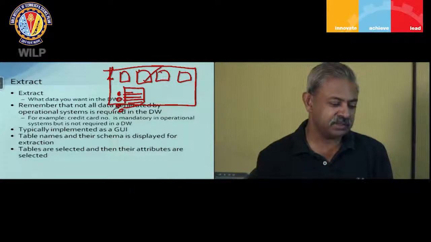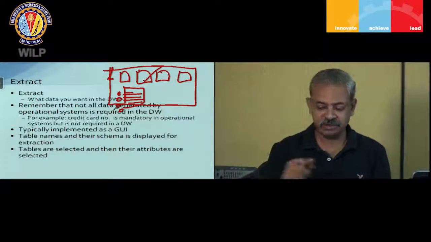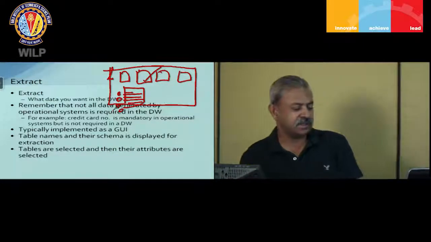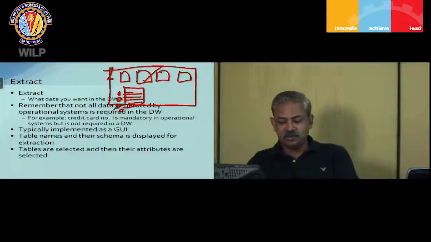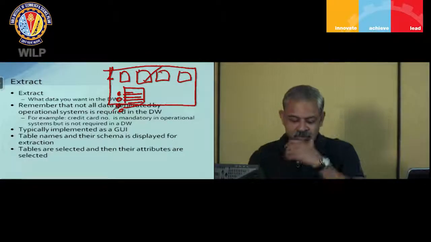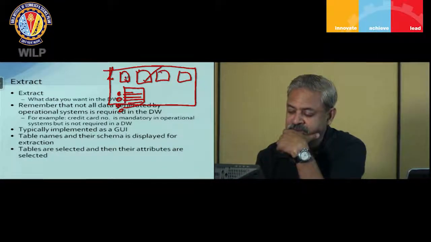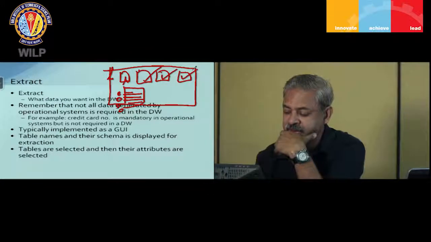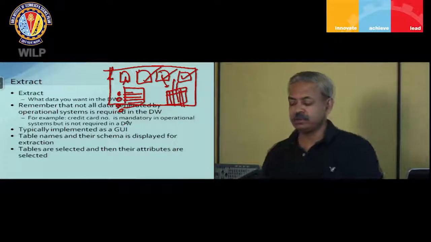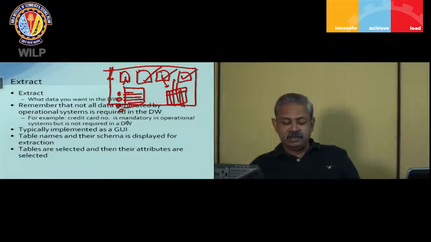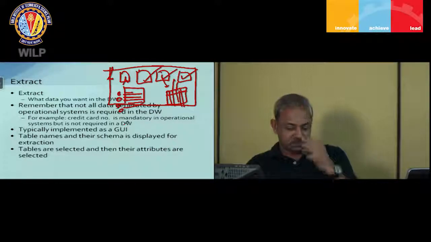And table names and the schema are displayed for extraction. This is what I was telling you just now. Tables are selected, and then their attributes are selected. So it may be, say, that I don't need this table, I need this table, I need this table, I just need this table. Now from this table I may say that I need only 2 attributes. So if I'm doing it column wise, I can say that I need this and I need this. The rest of the attributes I don't need. So that way you can specify, and at the same time you can also specify transformations.